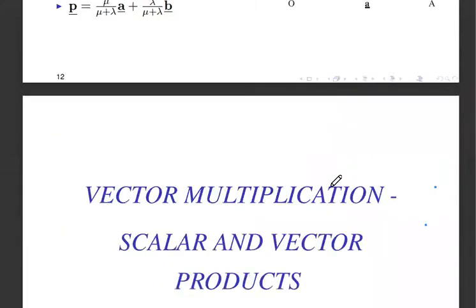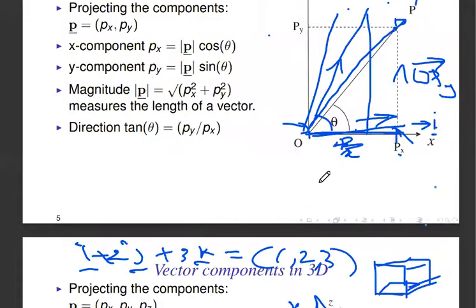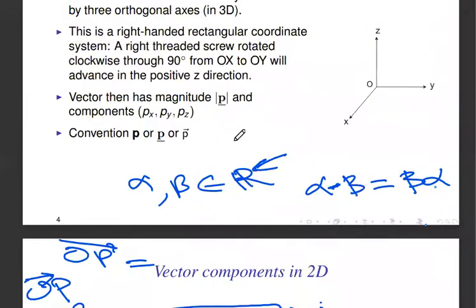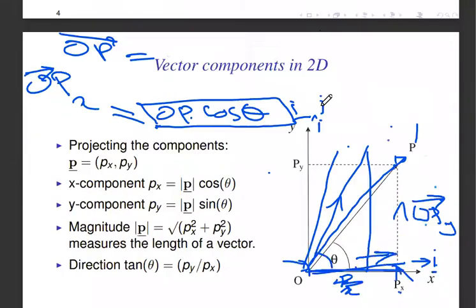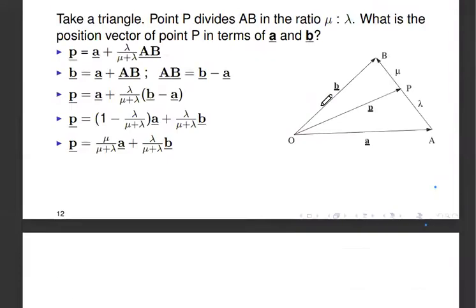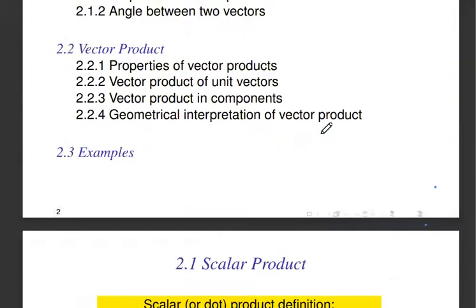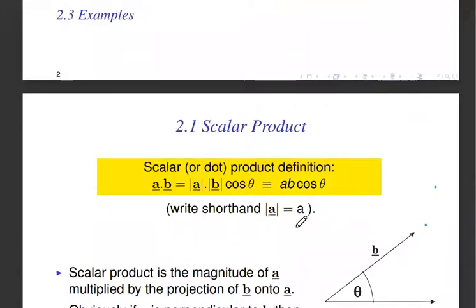So earlier we talked about scalar multiplication, right? If you have a vector v, then I multiply this vector by a scalar. Now we are going to multiply two vectors, right? This is called scalar product or dot product.